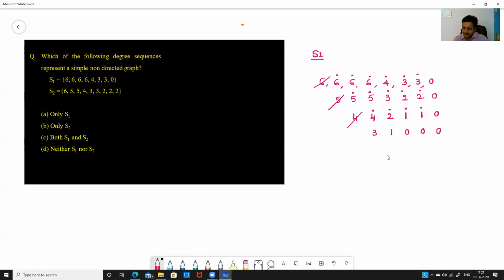Suppose it is a simple graph, then the previous one is also a simple graph. This is the way we evaluate whether the sequence represents a simple graph or not by using the Havel-Hakimi result. In the previous video, I already explained the point.